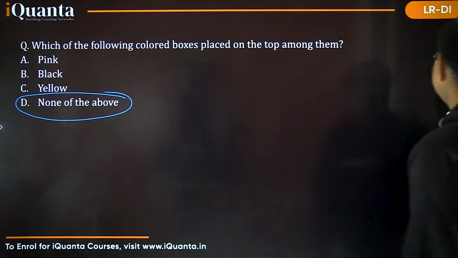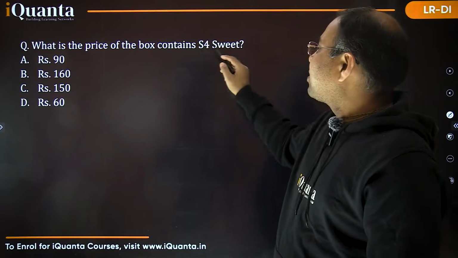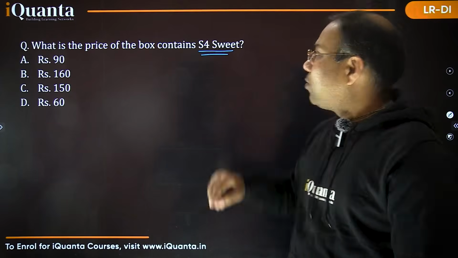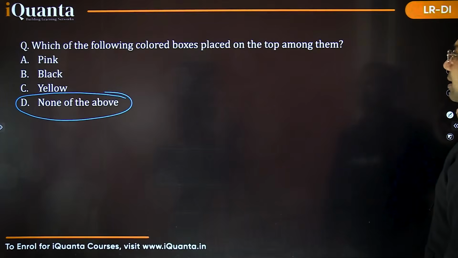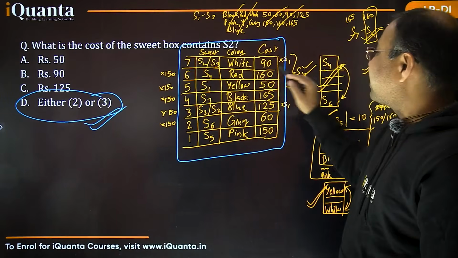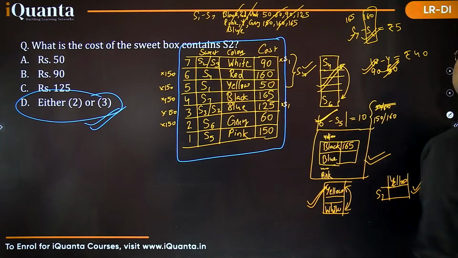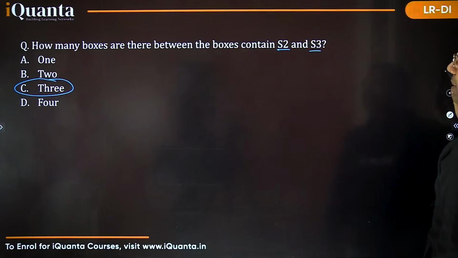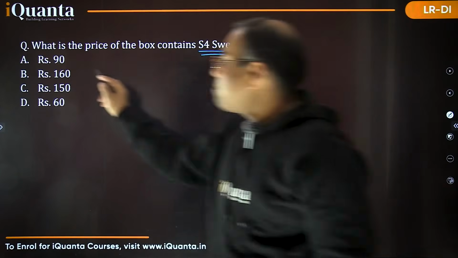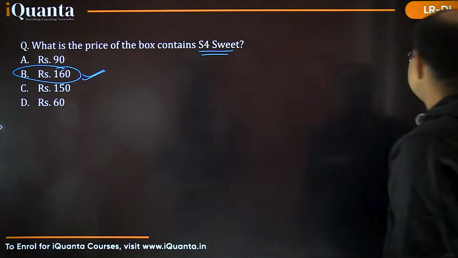Moving to the fourth question, it says what is the price of the box which contains the S4 sweet? Okay, the price of S4 we have already identified, of course. S4 is here, and the price of S4 is 160. So 160 is the price of S4. So let's answer that. Second, third, fourth question. So yes, option B would be the right answer here, right? And that's it. Yes. So fine. Thank you very much.